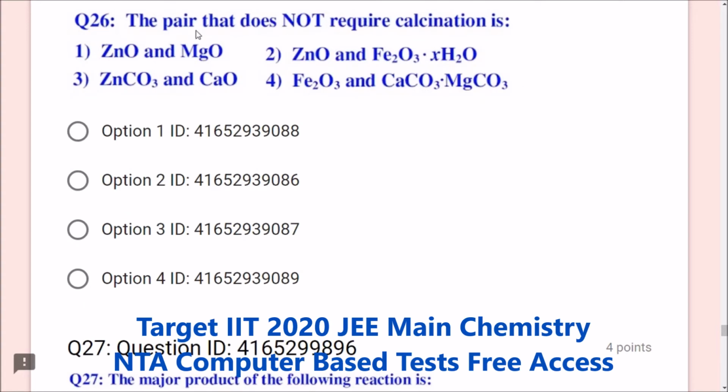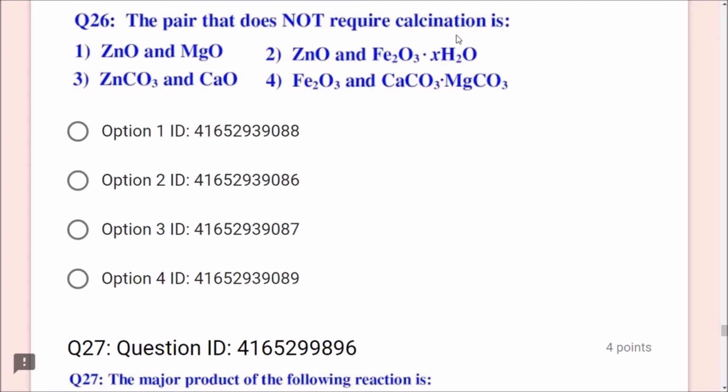Next, question number 26. The pair that does not require calcination is... what is calcination? Yes friends, we know calcination is a process of purification of ores by heating them under controlled high temperature so that volatile substances will be removed by converting an ore into an oxide.